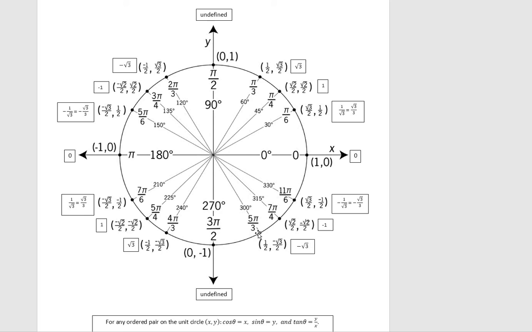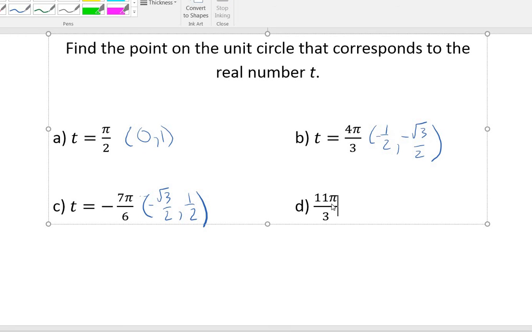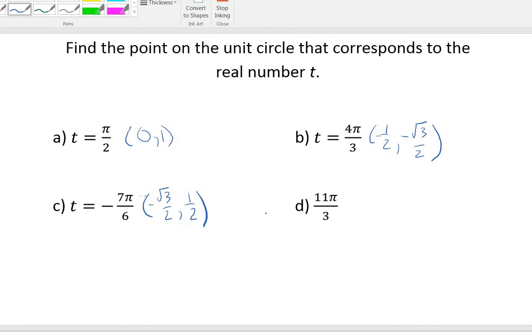So 11 pi thirds would get you the exact same location on the circle as 5 pi thirds, and that coordinate, as you can see, is 1/2, negative root 3 over 2. So 1/2 and negative root 3 over 2. And there are our values, okay? I'm going to have some examples on the next slide I'm going to let you try. Hopefully that makes sense.